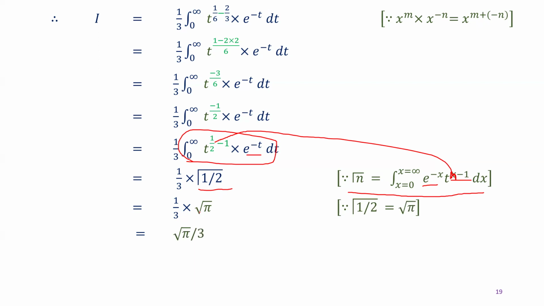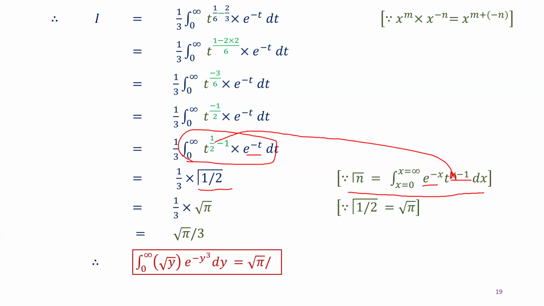Therefore, it will become root pi upon 3. Hence, integration under the limit 0 to infinity root y e to the power minus y cube dy is equal to root pi by 3.